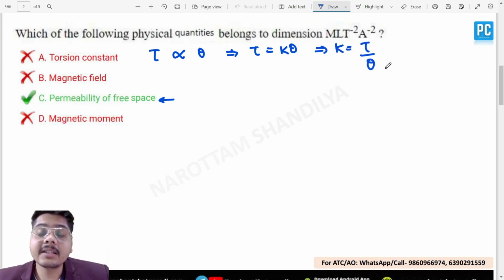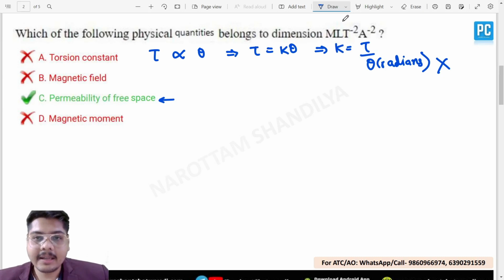And theta, what is it? It is in radians, so it will not have any kind of unit. So directly, the torsional constant will have the dimension of shear stress. And for shear stress, it is MLT minus 2, or what? You can simply calculate whatever the unit of stress is, it is force upon area.